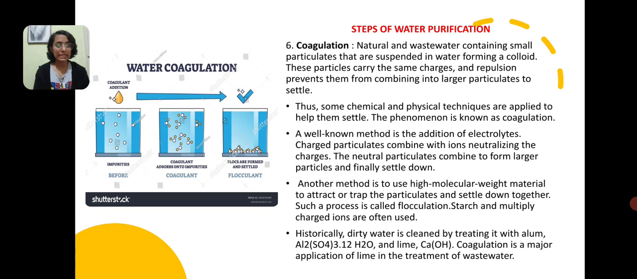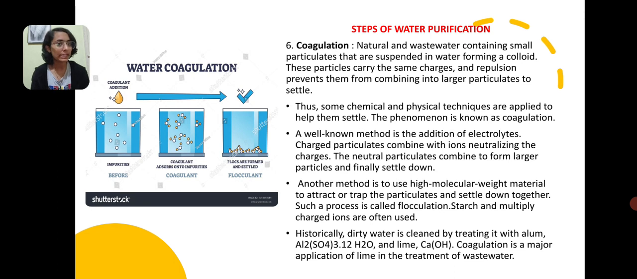Now let us look into the steps of water purification. The last slides were about primary, secondary, and tertiary treatment. Now let us look into steps of water purification. And in that, the first one is coagulation. Natural and wastewater containing small particulates that are suspended in water forming a colloid.